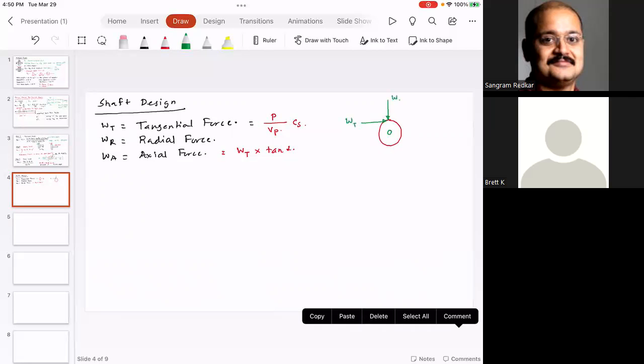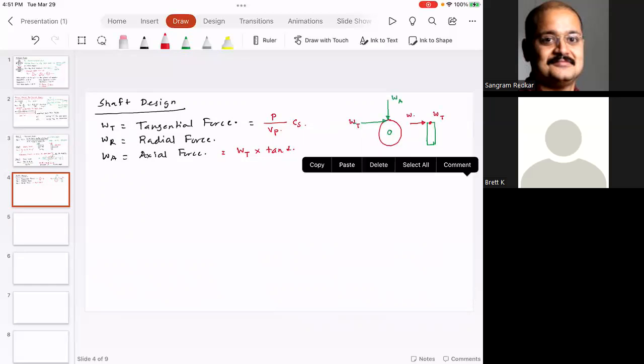WT, WA, and if you look at the front view, this is WT. Then there is one force which is going to go like this, which is WR.